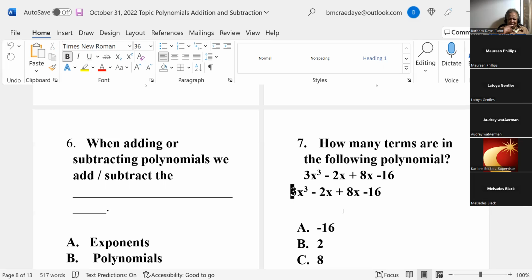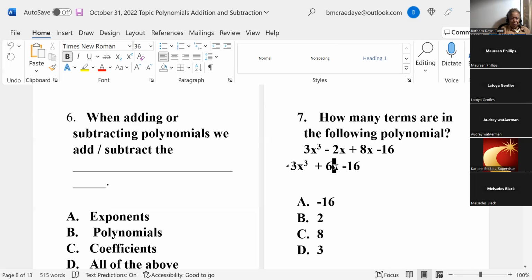Maureen, a minus 2 and a plus 8 is what? 6x. Yeah, 6x. That's right, 6x. Because you subtract the 2 from the 8, the coefficients, and you get a 6, and the bigger number is your 8, so it's a plus. So this would be a plus 6x. Let's put our 6 here. How many terms are there, Maureen?